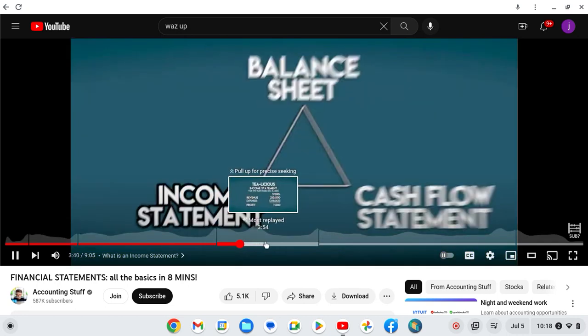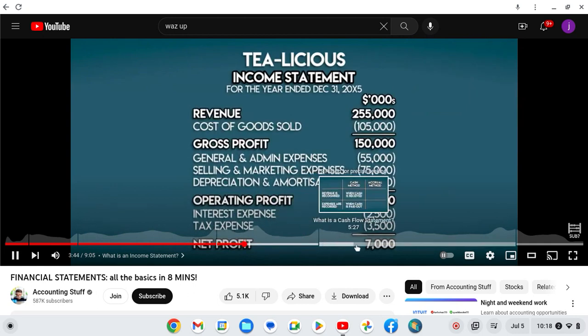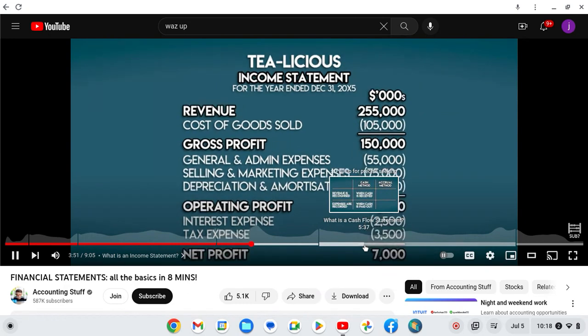Standard. The income statement looks like this. As you can see in the header, the income statement covers the period of the year ended December 31st. And in the body of the report, we have a summary of the revenue earned and the expenses incurred.